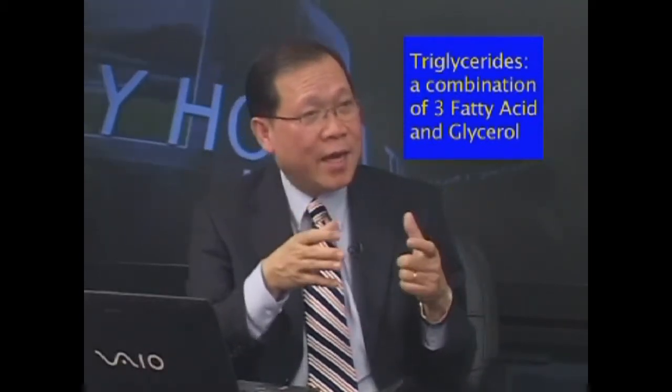Triglyceride, because tri means three, is three fatty acids combined with one sugar, which they call glycerol. So triglyceride is the combination of fat and sugar. It is the basic smallest molecule of the fat that we eat.